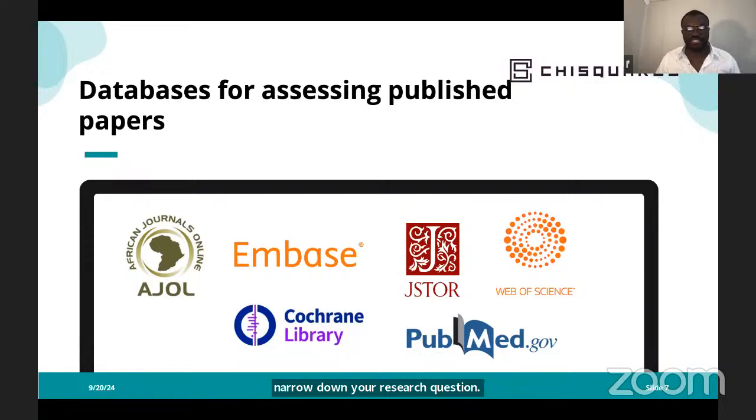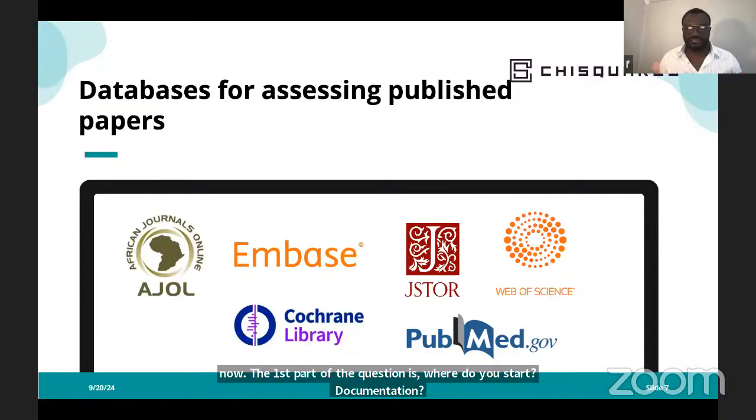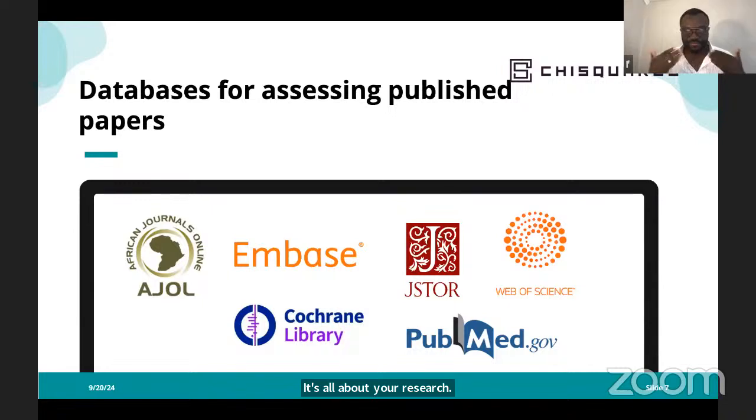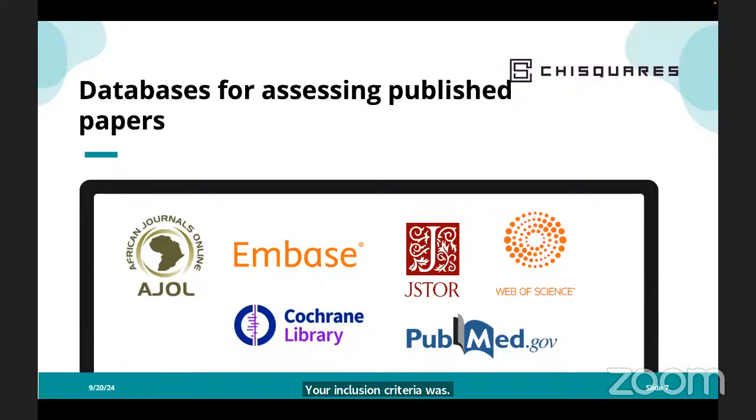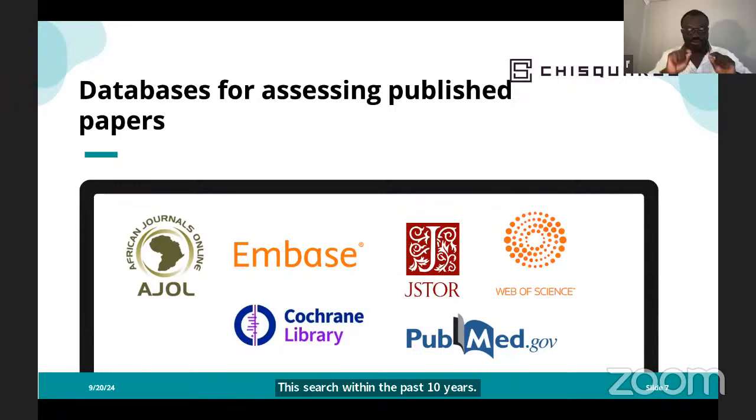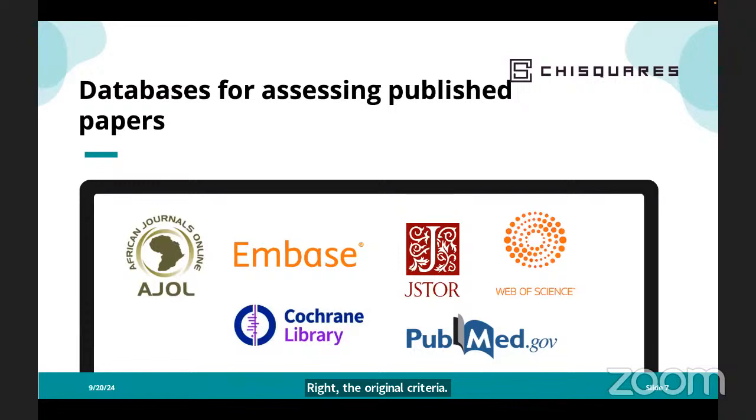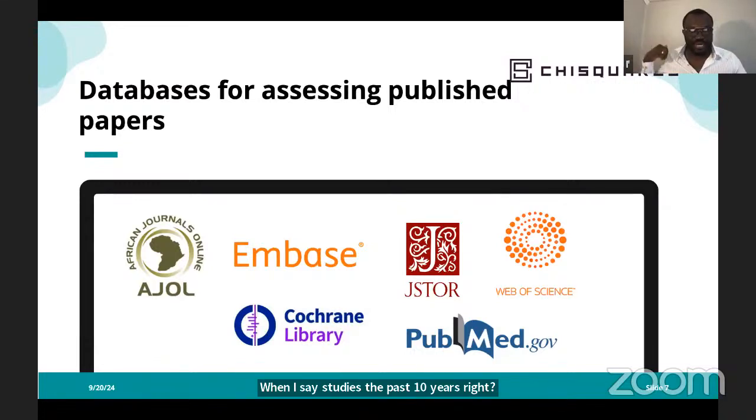Now, the first part of your question is, where do you start documentation? It's all about your research question. If your inclusion criteria was that the search be within the past 10 years, then your documentation starts when you have met that criteria. So in that case, I'm not going to include the 390 studies because I have not yet met my inclusion criteria, right? The inclusion criteria starts when I say studies in the past 10 years. I'm not reviewing all the studies that were more than 10 years ago because they're not part of my inclusion criteria. I'm only going to start reviewing studies that meet that criteria.